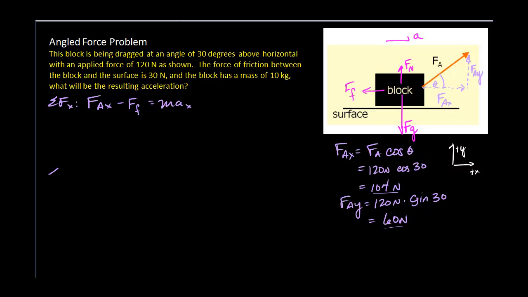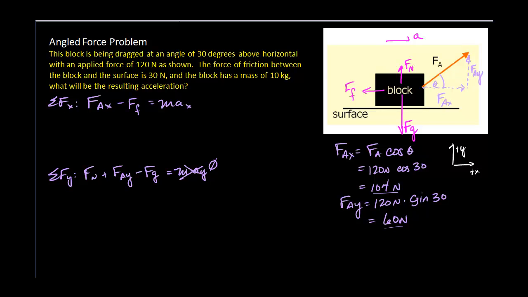In the y direction, we have the normal force plus the y component of our applied force minus the force due to gravity, and that's going to equal m times a in the y direction. Now at this point you can go through and see if we can make any assumptions. Our main assumption here is that our acceleration is all in the x direction, so that means there is no acceleration in the y direction, so that can go to 0. And now we can go, okay, let's put numbers in and see if we can actually solve this.